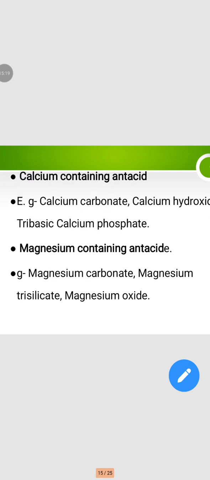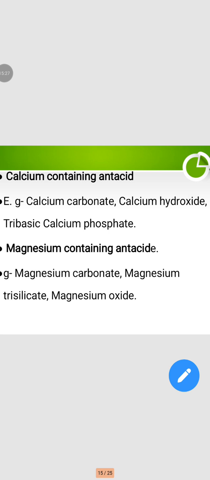The second one is calcium containing antacid, for example calcium carbonate, calcium hydroxide, tribasic calcium phosphate. Then magnesium containing antacids: magnesium carbonate, magnesium trisilicate, and magnesium oxide.